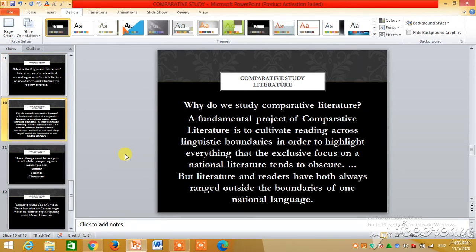While we study comparative literature, a fundamental project of comparative literature is to cultivate reading across linguistic boundaries in order to highlight everything that the exclusive focus on national literature tends to obscure. But literature and readers have both always ranged outside the boundaries of one national language.